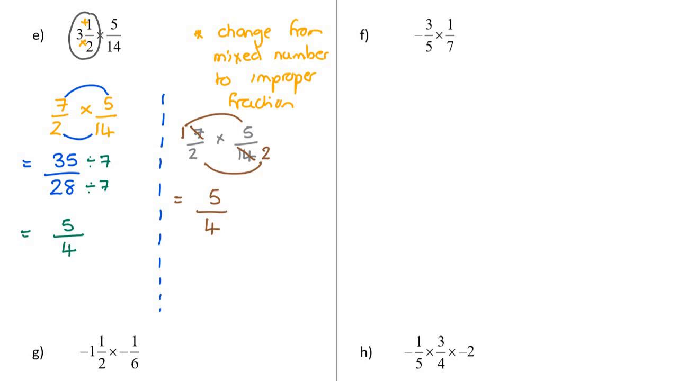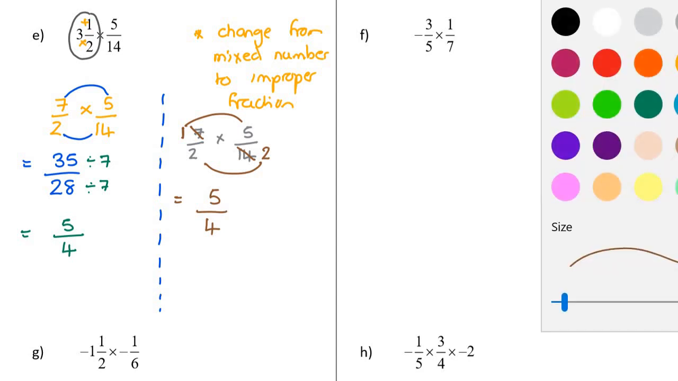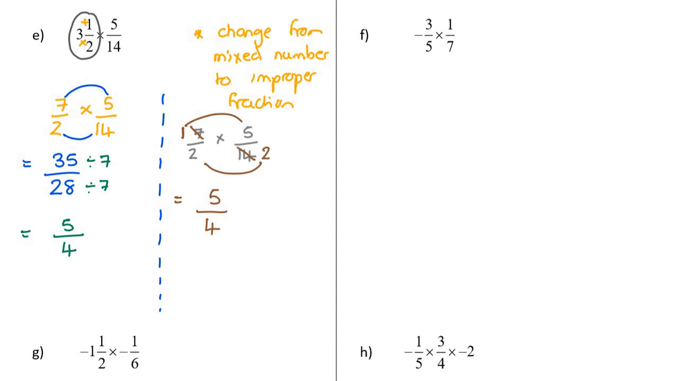So either one of those methods is fine, and I often chop and change method depending on what I feel the question needs. Right, let's look at our next one. Now the next one is, I put this in because it has a negative sign.